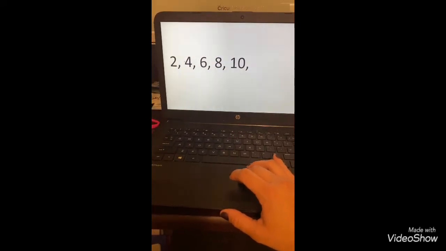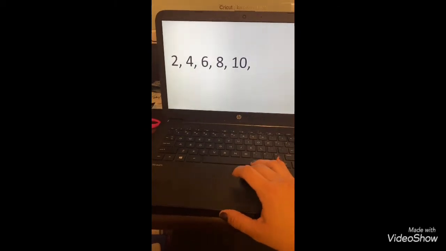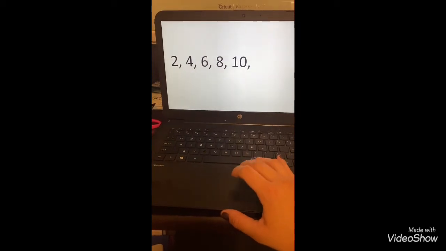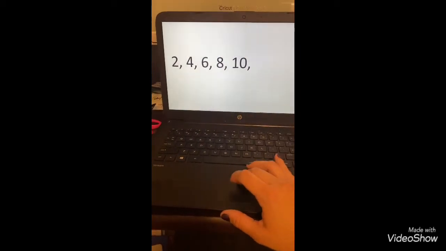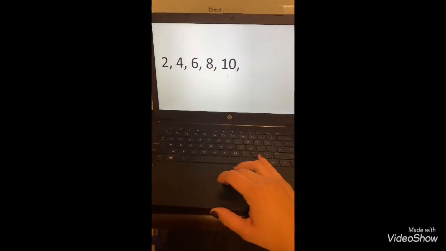Okay, we're going up, but we're skipping 1. It's like we're counting by 2s, but we're skipping 1. So the rule of this pattern looks like we're skipping 1, we're increasing, but we're skipping 1 in between. So let's see if we can solve this here.